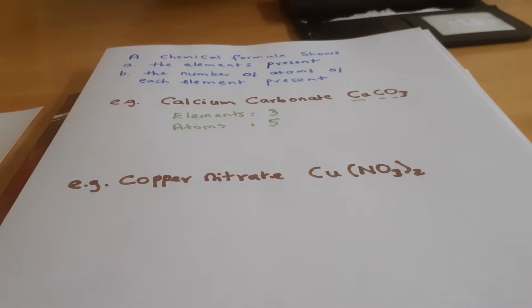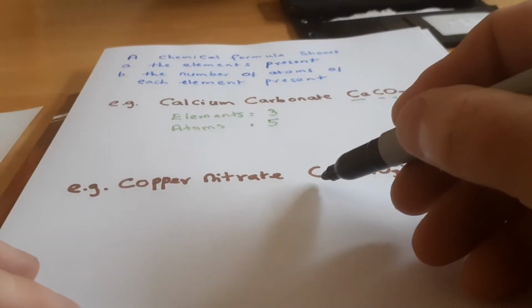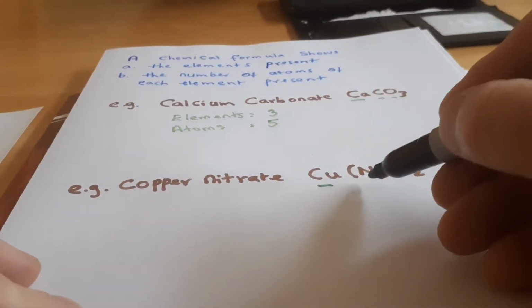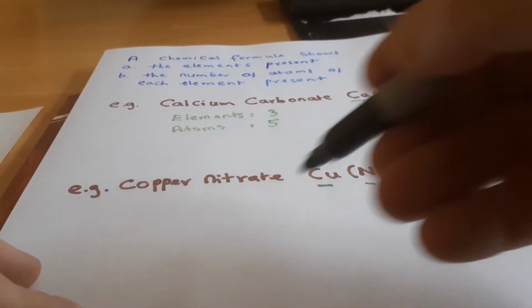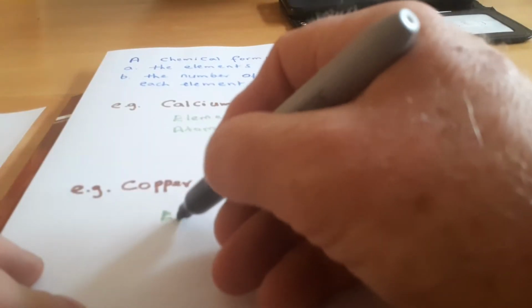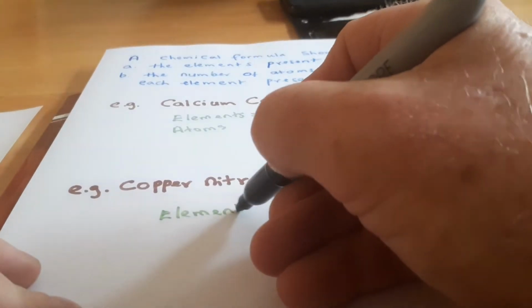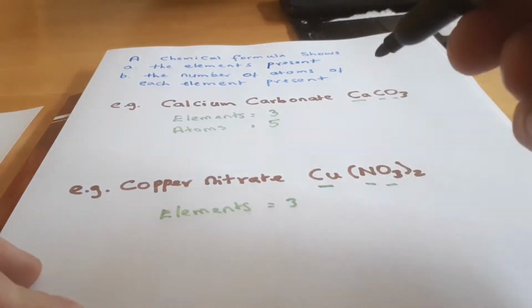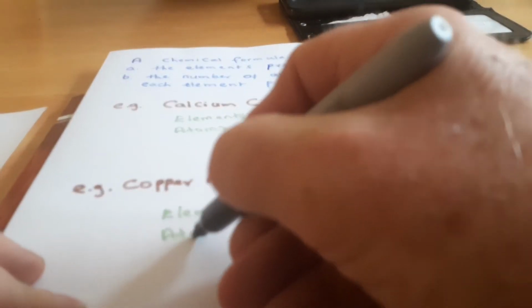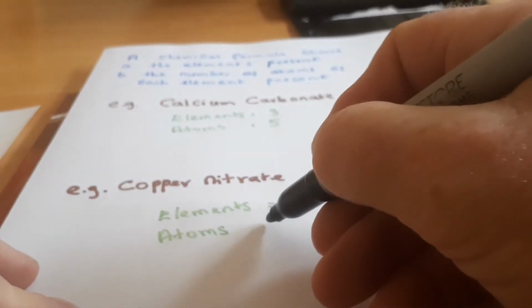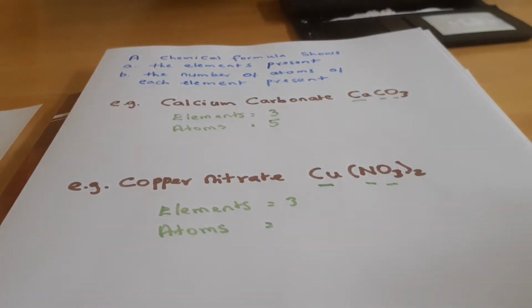So if we look at copper nitrate, doing the same sort of thing again. 1 element, 2 elements, 3 elements. So elements equals 3. Atoms, and this is with a bracket, we have to remember our maths, our BODMAS.